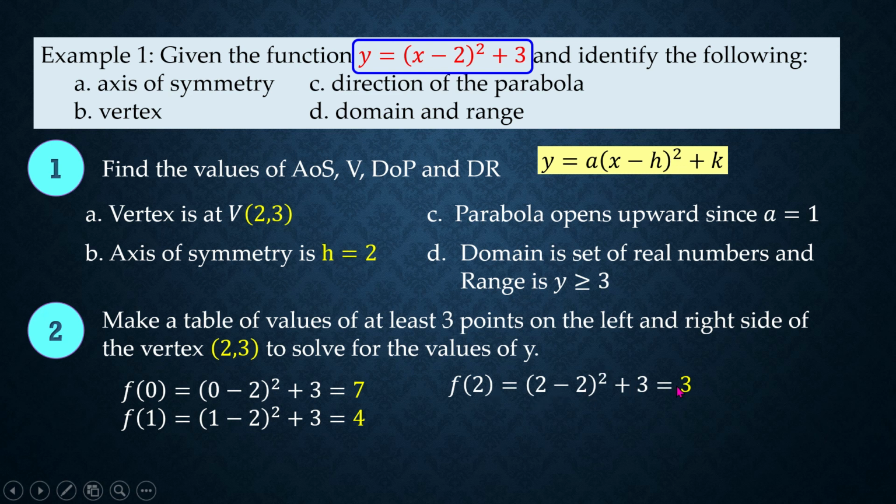So, the square of 0 is 0. Plus 3, 3. If x is 3, 3 minus 2 is 1. The square of 1 times 1 is 1. Plus 3, 4. If x is 4, 4 minus 2 is 2. 2 squared is 4. 4 plus 3, 7.